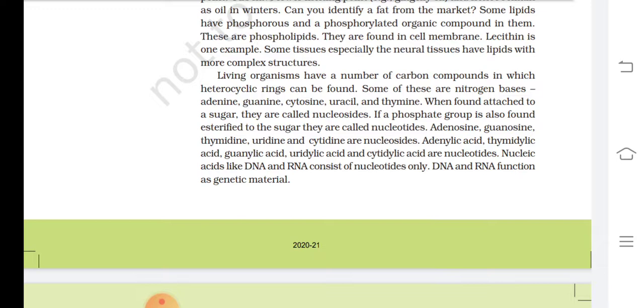If a phosphate group is also found esterified to the sugar, they are called nucleotides. Adenosine, guanosine, thymidine, uridine, and cytidine are nucleosides. Adenylic acid, thymidylic acid, guanylic acid, uridylic acid, and cytidylic acid are nucleotides. Nucleic acids like DNA and RNA consist of nucleotides only. DNA and RNA function as genetic material.